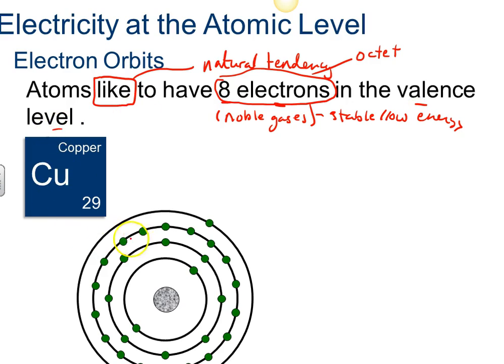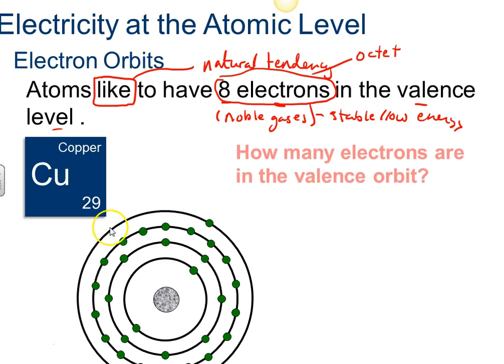Here we have copper, and the question that we would ask here is how many electrons are in the valence level. Well, you may not be able to see the portion below this, but it's just a repeat of this, more electrons here. The valence level is this one, which is 1, 2, 3, level 4, energy level 4. And we can see we've got 1 electron there. Okay?